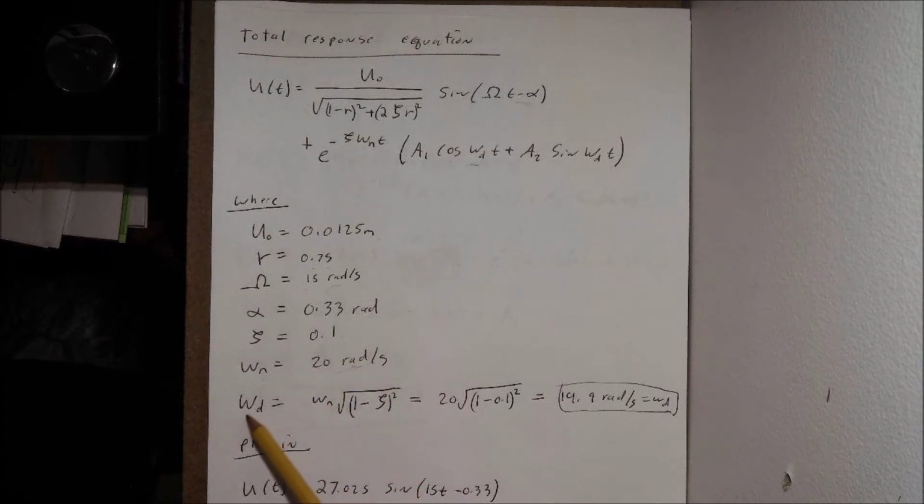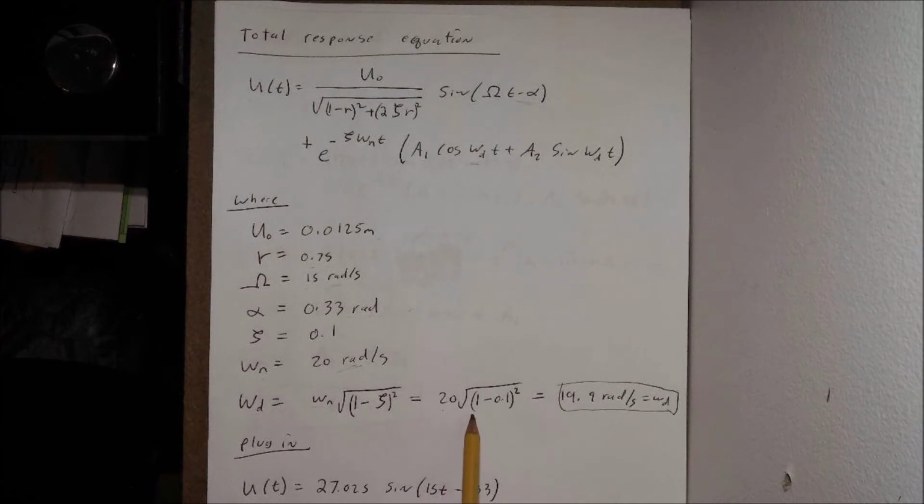So we can solve for our omega sub d from what we have here as omega sub n and our zeta term. Omega sub d is equal to our omega n times the square root of 1 minus our zeta term squared, or 20 times the square root of 1 minus 0.1 squared, which ends up being 19.9 radians per second for our omega sub d.